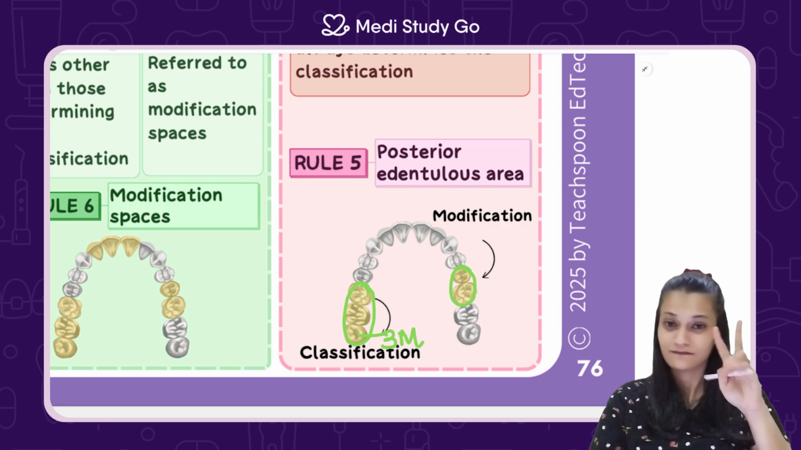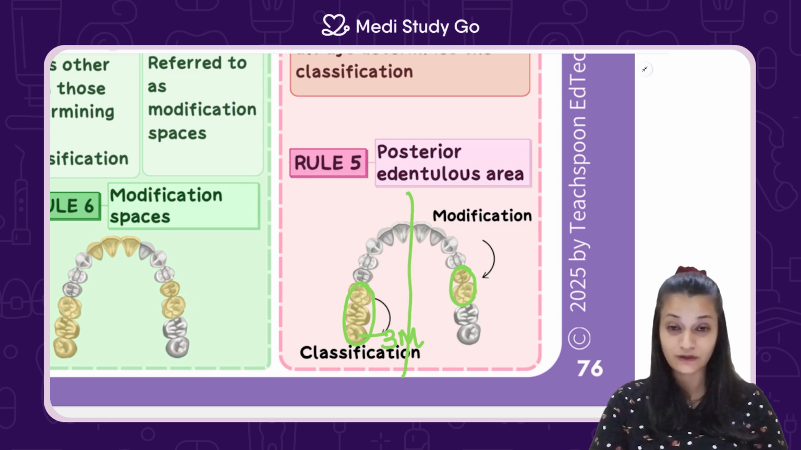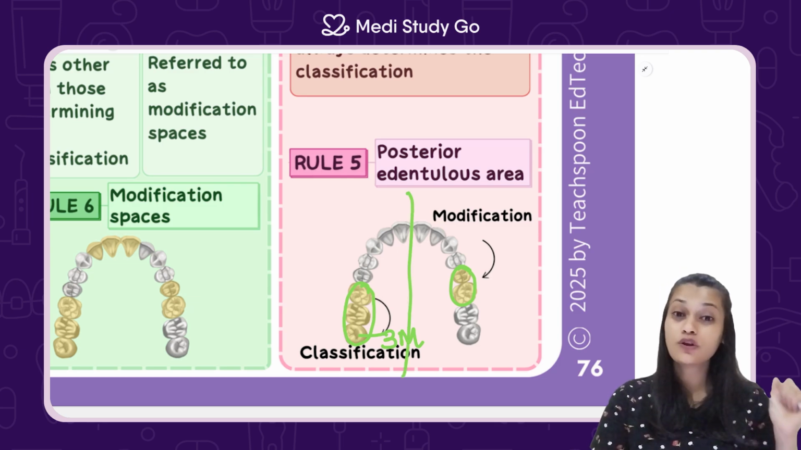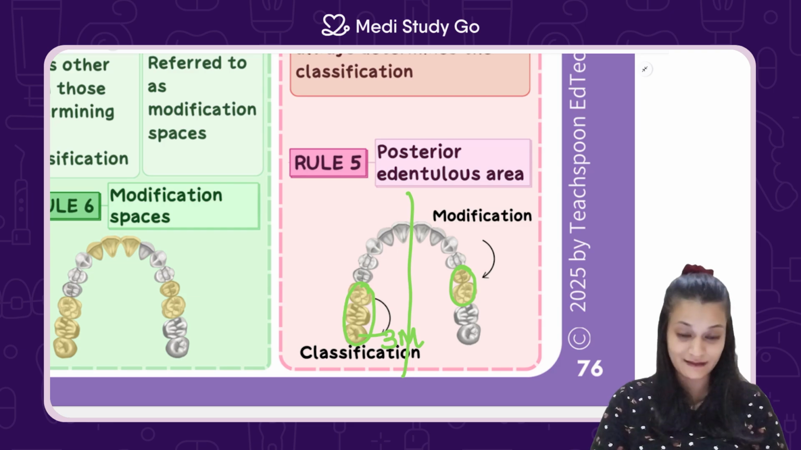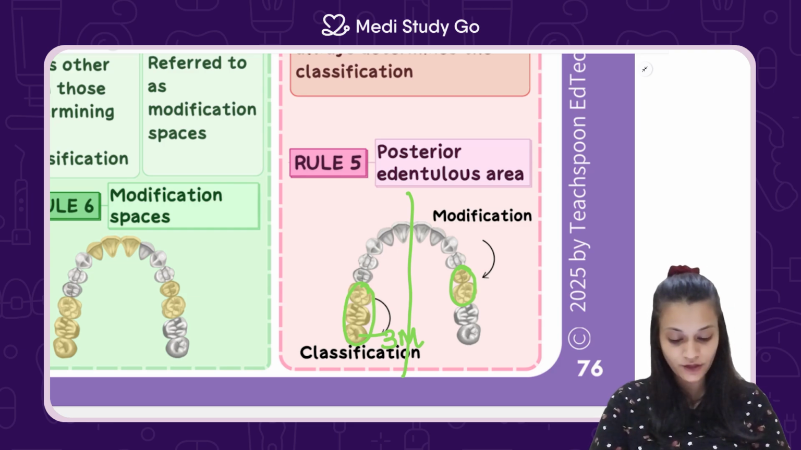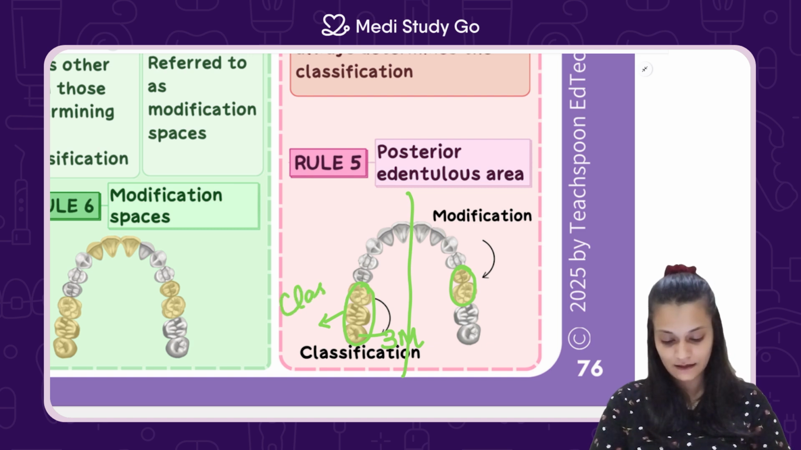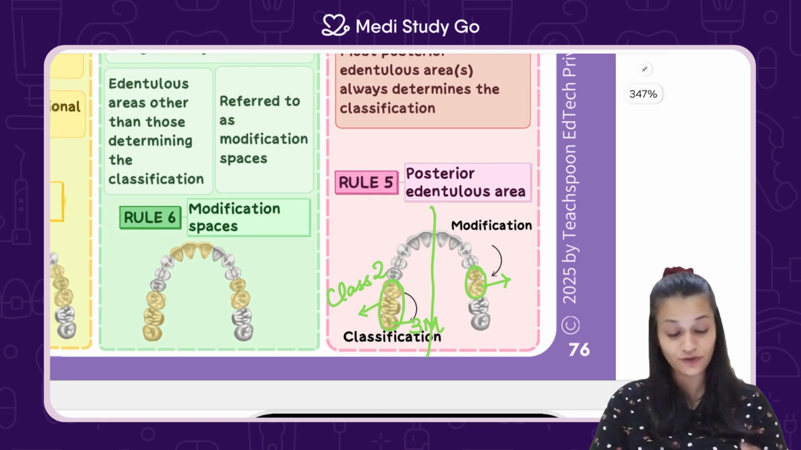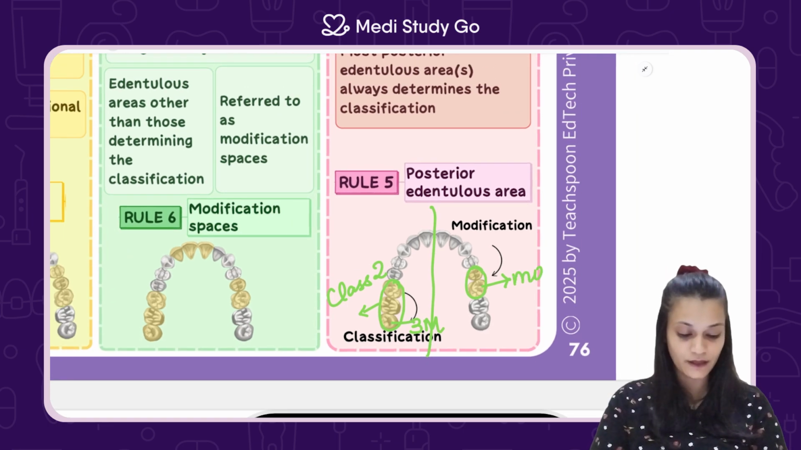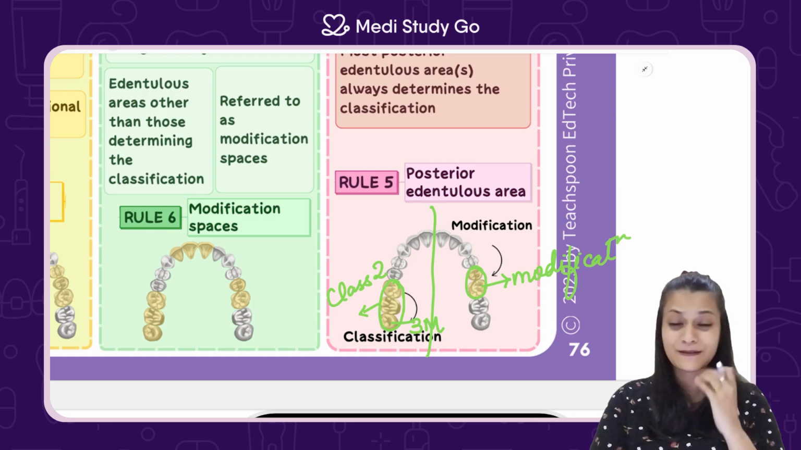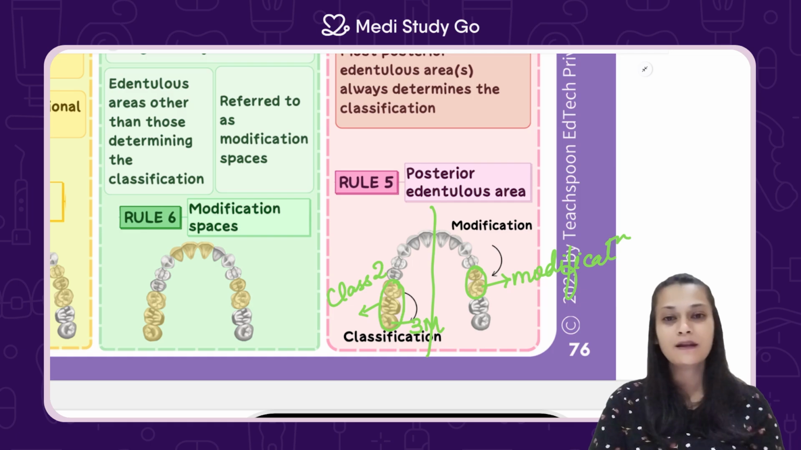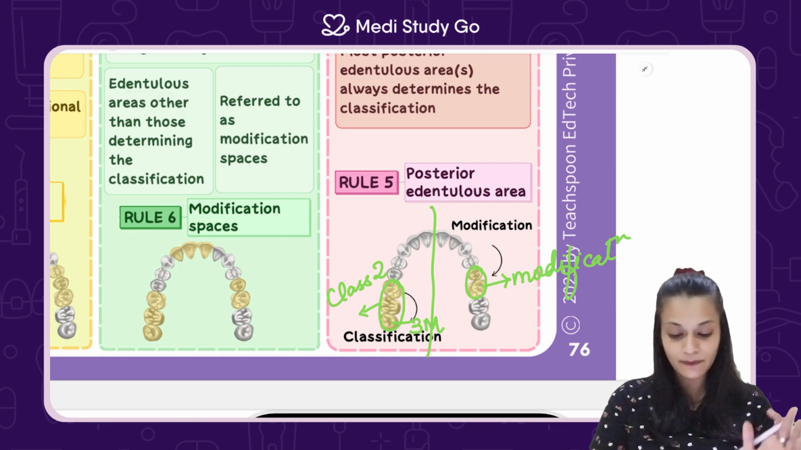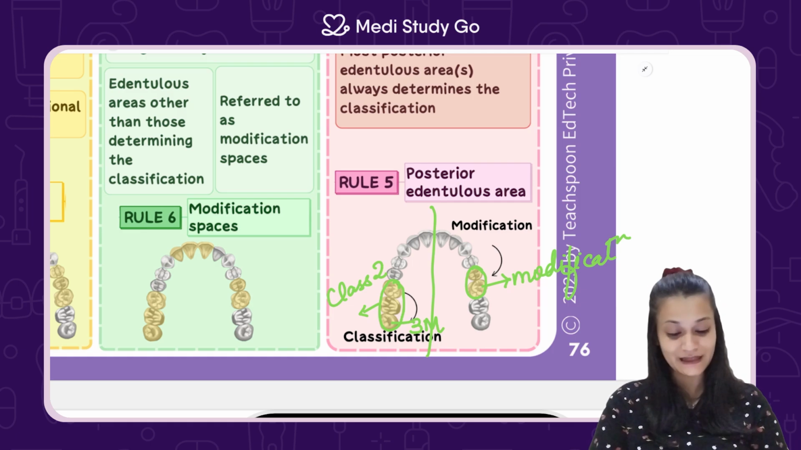It's bilateral. You're correct. It's present on both the side, but bilateral with no natural teeth remaining posterior. There is a natural teeth, right? So what I'm going to do is, I will consider this as my unilateral space. This becomes class 2, and this, according to your rule number 6, is going to be called as modification. So anything apart from the one that helps me determine my classification will be considered as modification. Keep it very simple. So this will be mod.